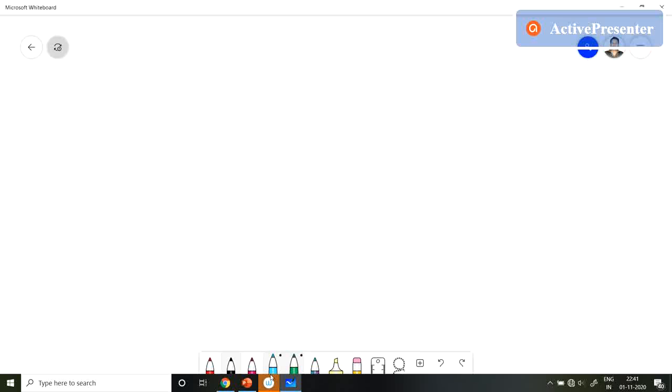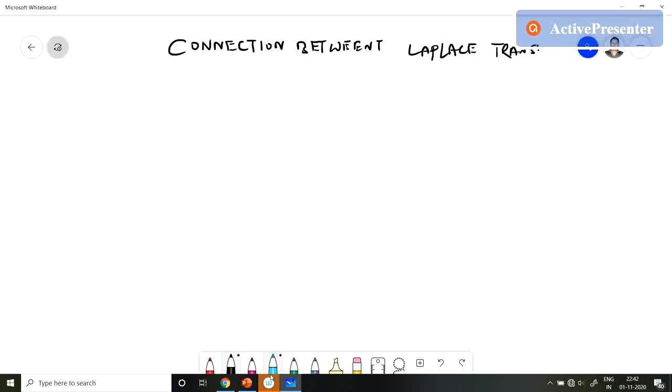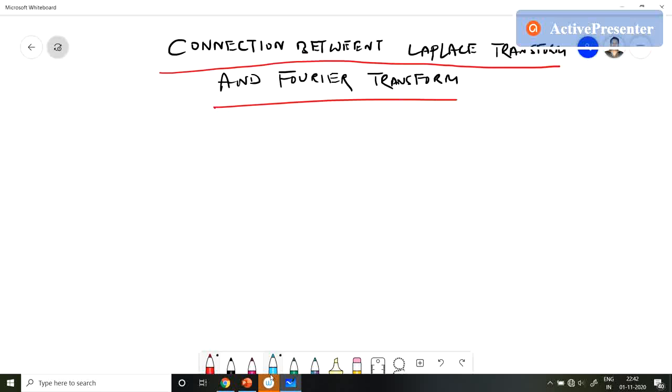Next we are going to discuss the relation between the Fourier transform and the Laplace transform, and also the connection between the Laplace transform and the Fourier transform. And we will also find the condition under which the Laplace transform will converge to the Fourier transform.